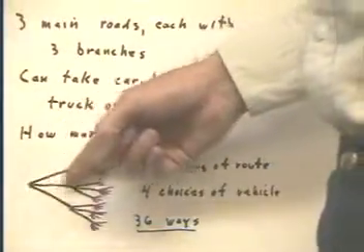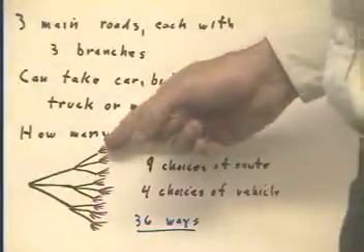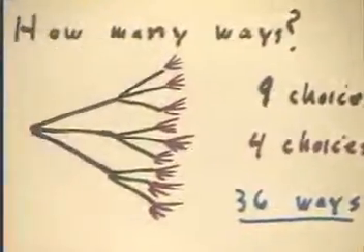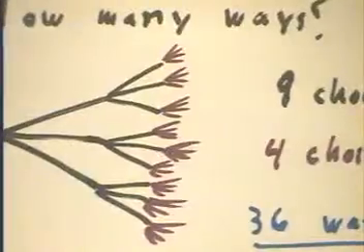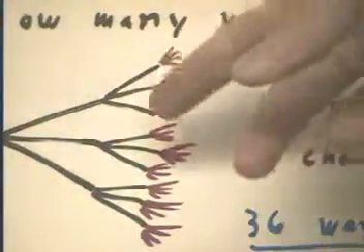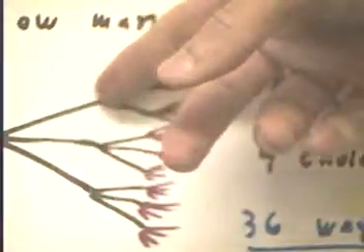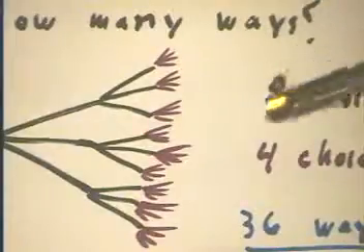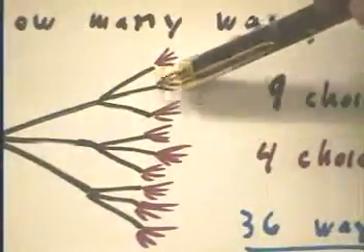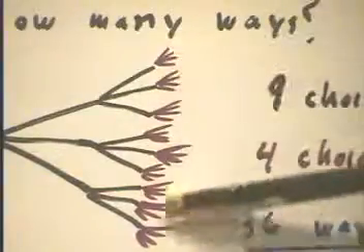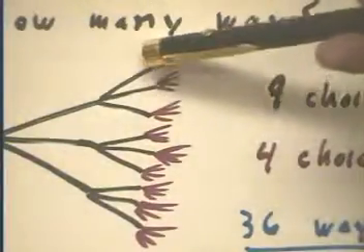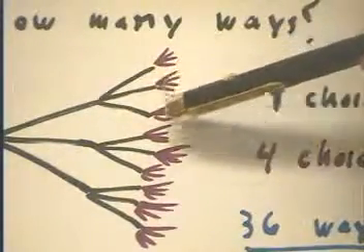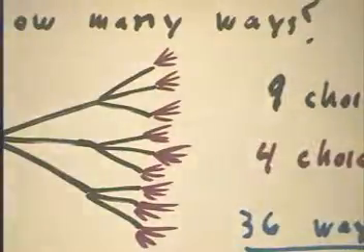Now, this isn't necessarily a picture of the roads, because the next thing we do is we put four branches on each of those corresponding to the four different modes of transportation. So that we can take the first road with the first branch, and then either a car, a bicycle, a truck, or a motorcycle. We can take the first road with the second branch, car, bicycle, truck, motorcycle, etc. You can see that there are 9 possible paths we can take along the roads, and from each of those there are 4 different modes of transportation.